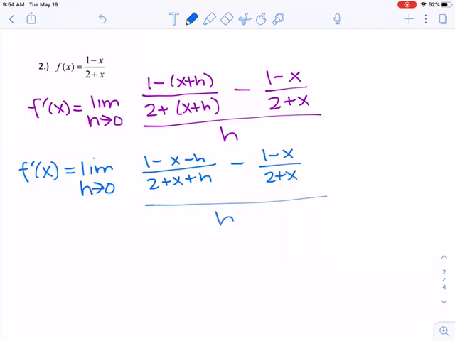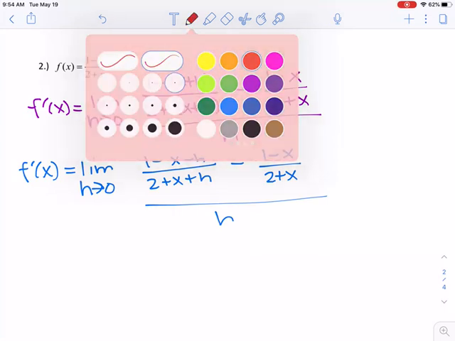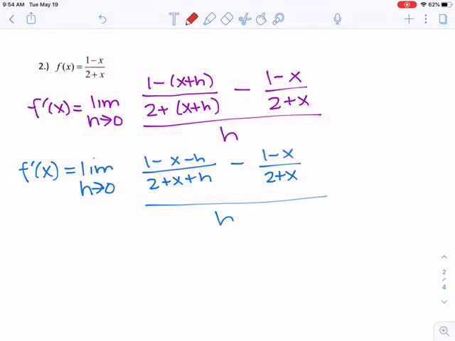I know that if I want to divide fractions, I have to have a common denominator in my numerator. So to find my common denominator, I'm going to multiply the first fraction by what it's missing, which is a 2 plus x and a 2 plus x. I have to multiply my second fraction by what it's missing, 2 plus x plus h, and 2 plus x plus h. So we've got ourselves a lot of distributing to do. So let's go ahead and take a few minutes to do that.